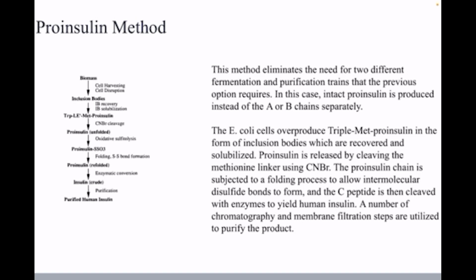The E. coli cells overproduce triple-Met proinsulin in the form of inclusion bodies, which are recovered and solubilized. Proinsulin is released by cleaving the methionine linker using CNBr. The proinsulin chain is subjected to a folding process to allow intermolecular disulfide bonds to form, and the C peptide is then cleaved with enzymes to yield human insulin. A number of chromatography and membrane filtration steps are utilized to purify the product.